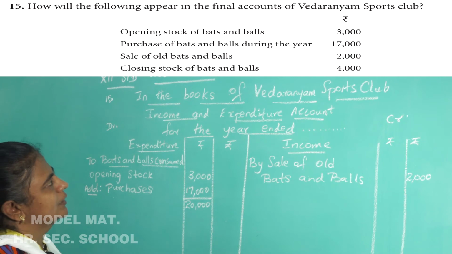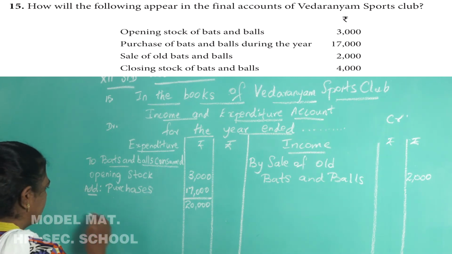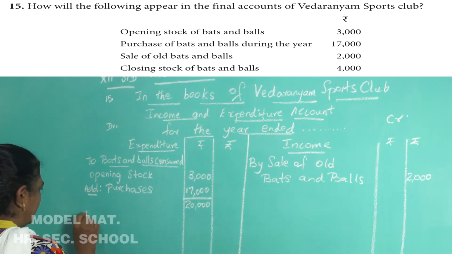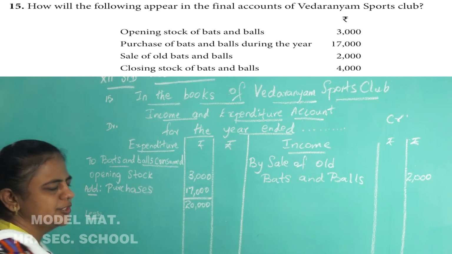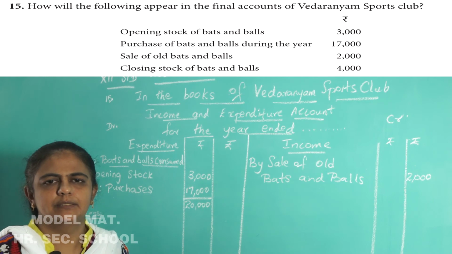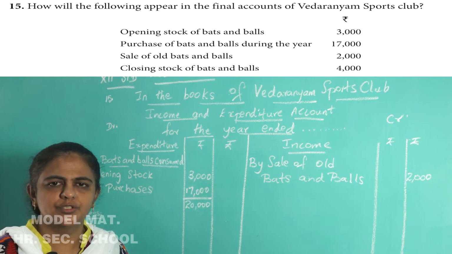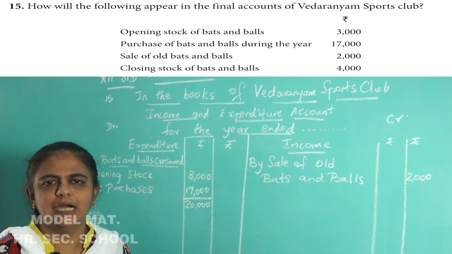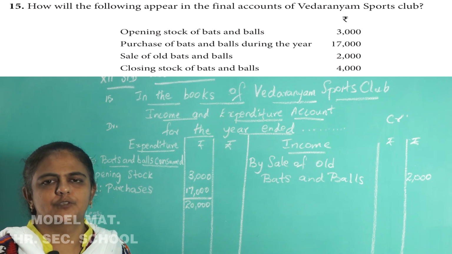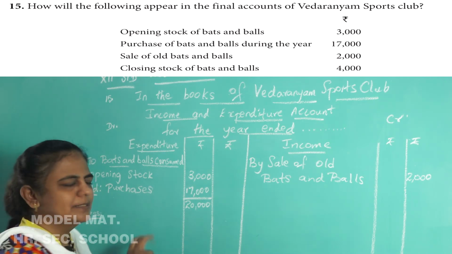After that, what is given? Closing stock. What I have to do? Closing stock should be subtracted. Why am I subtracting closing stock? Closing stock is unconsumed materials at the end, or unconsumed bats and balls which are at the end of the accounting period. So, closing stock is an asset. So, that will not come in income and expenditure account.